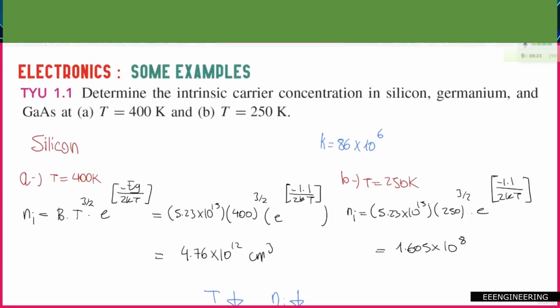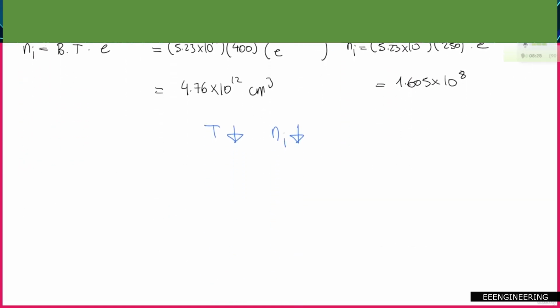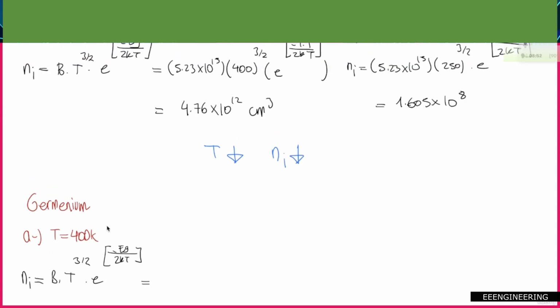Now let's move on with germanium. We're going to get the intrinsic carrier concentration for T equal to 400K. Again we have exactly the same formula, n_i = B times T^(3/2) times e^(-Eg/2kT). This time the B value is different. It is not 5.23 times 10^15, because each semiconductor has its own value for that. This time our B value is 2.10 times 10^14.